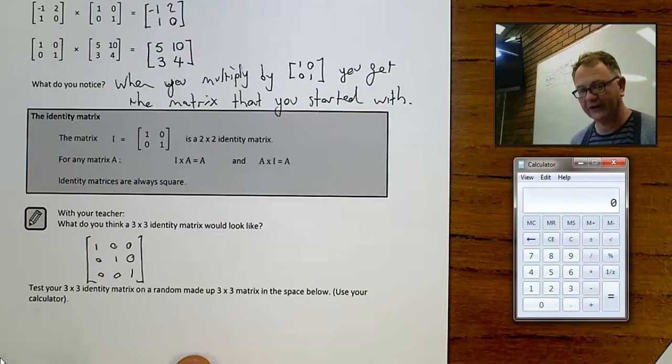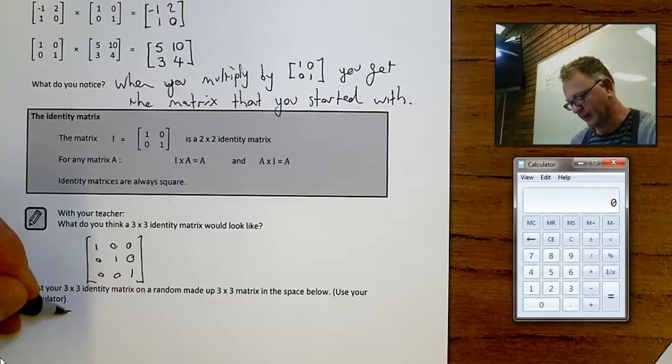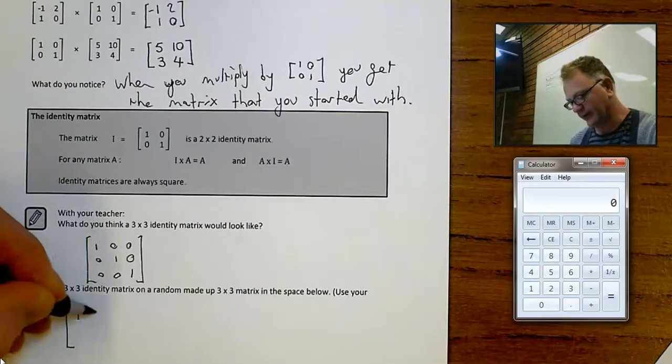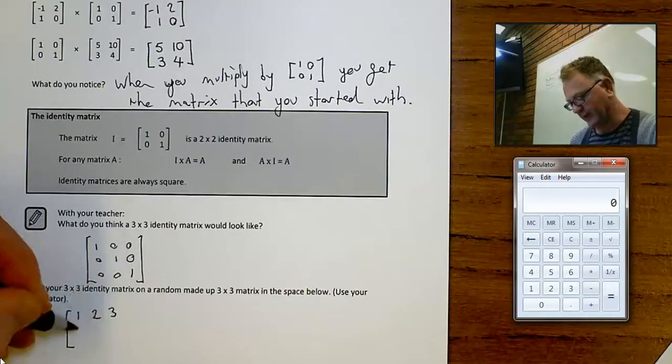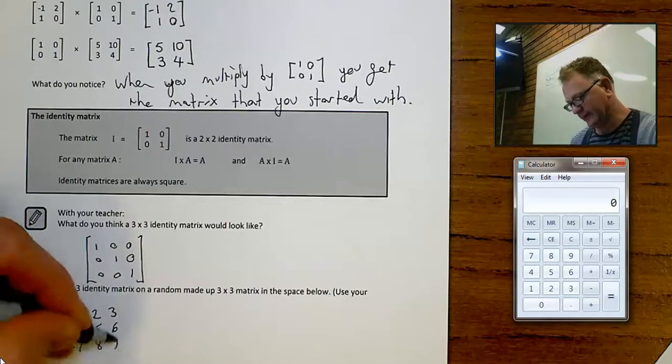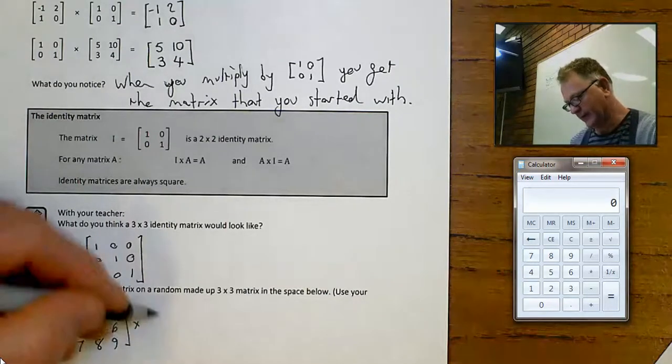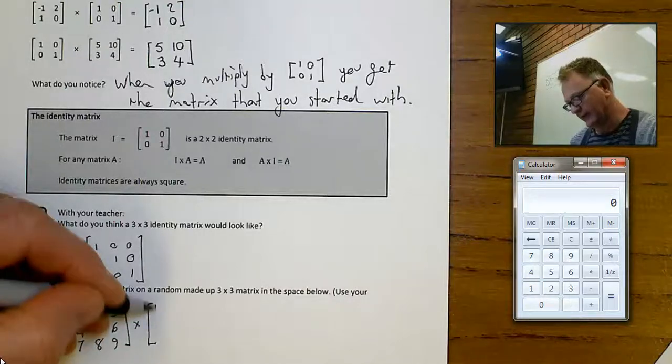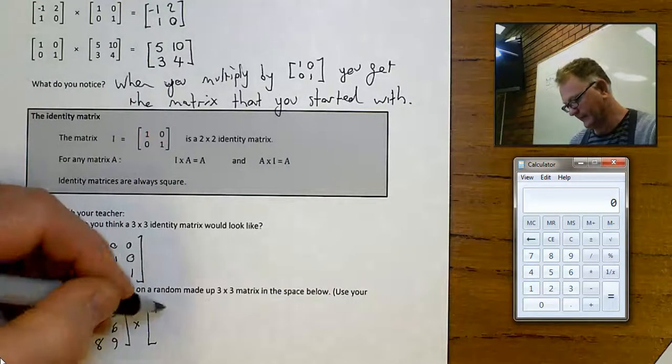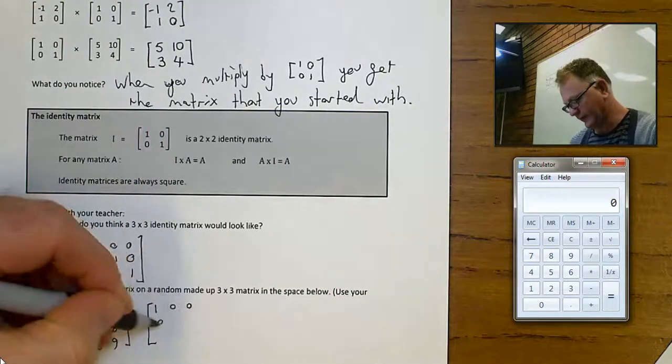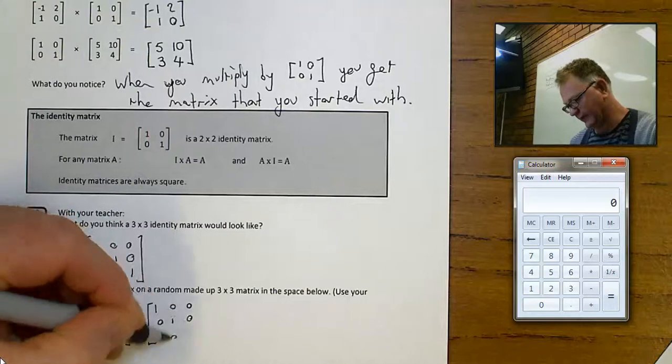Now we're asked to test that identity matrix on a made up 3 by 3 matrix. So you can make up any 3 by 3 matrix you like. I'm going to use the matrix 1, 2, 3, 4, 5, 6, 7, 8, 9. And I'm going to times it by my 3 by 3 identity, 1, 0, 0, 0, 1, 0, 0, 0, 1.